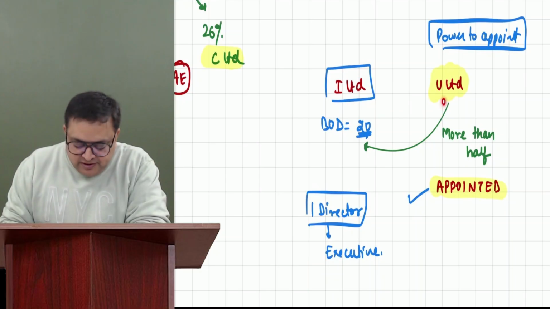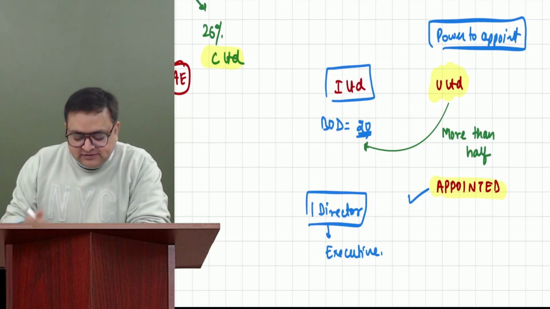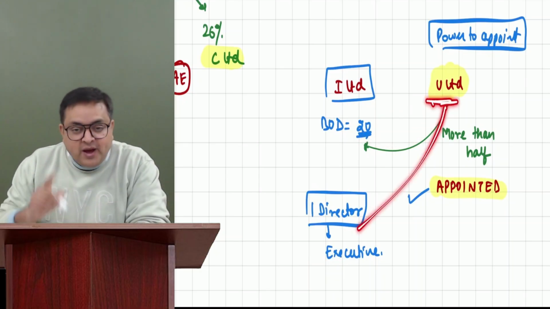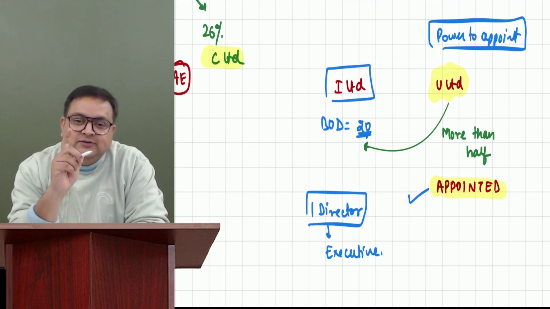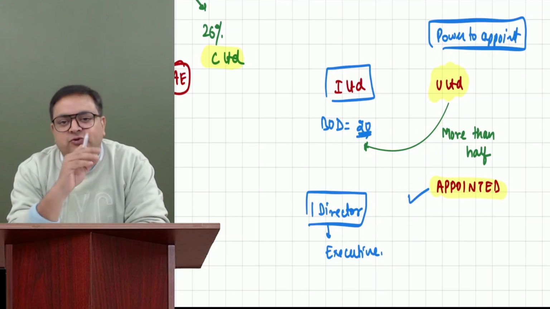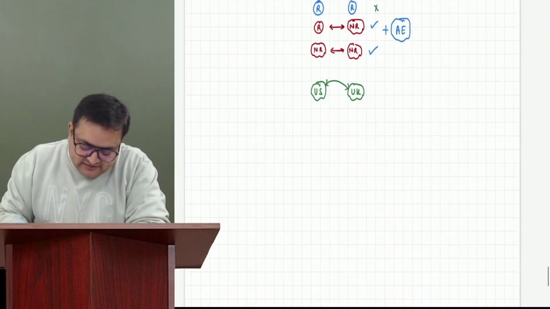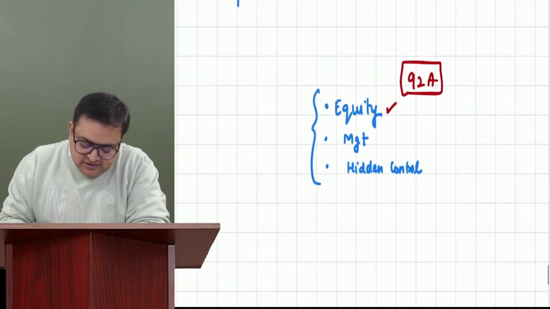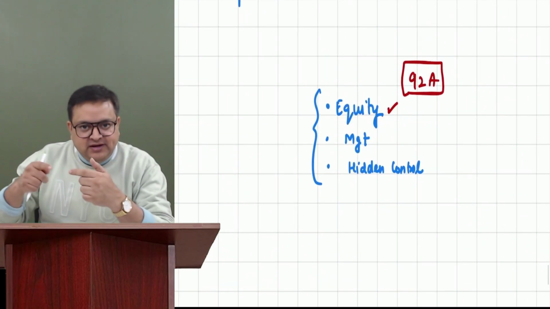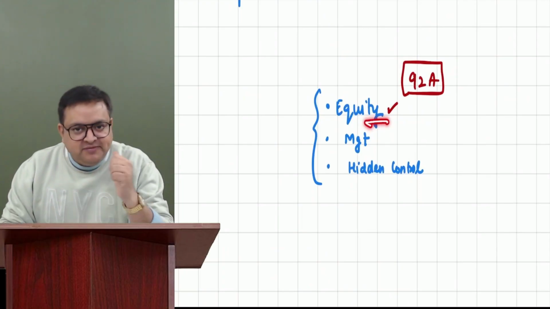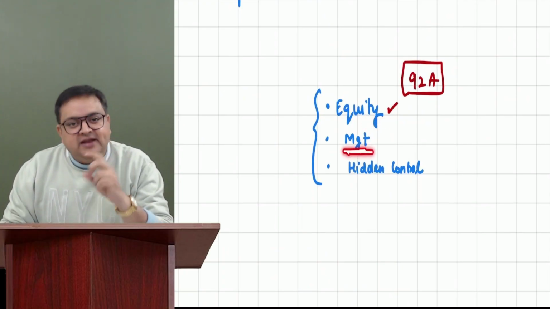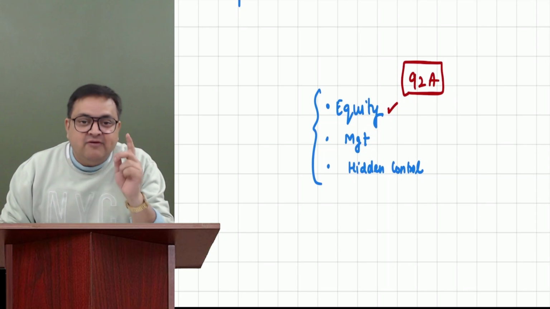Correct? So it could be more than half normal directors. But if you have appointed even one executive director, at least one executive director, then you both will be associated enterprises. See? That is the reason I was telling you that you would be associated. Why? Because of equity 26% or more, and because of management also. More than half of directors you have actually appointed.